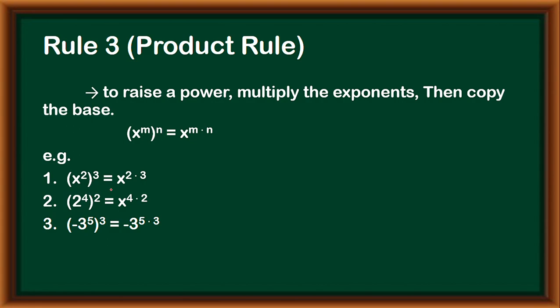So, in this case, as you can see, the x is raised to the second power times 3. So, 2 times 3 is 6. Okay? So, this is our final answer, because whatever we do there, that is really what it is.